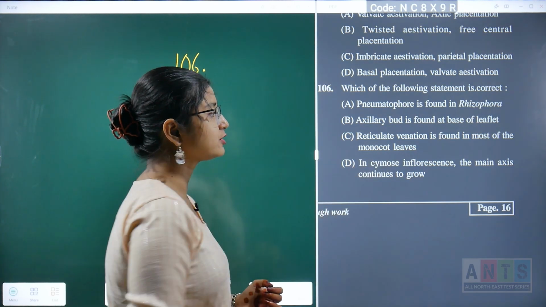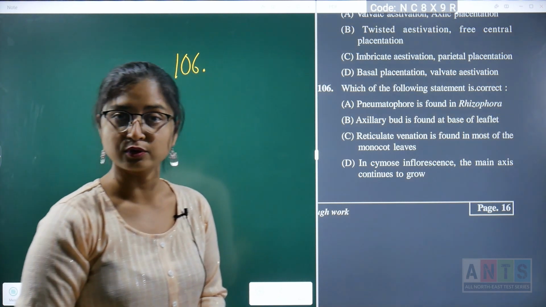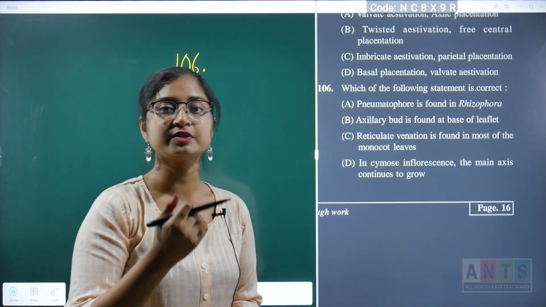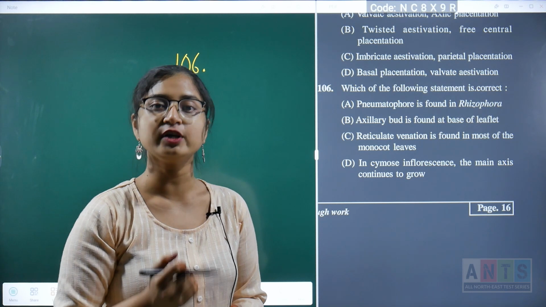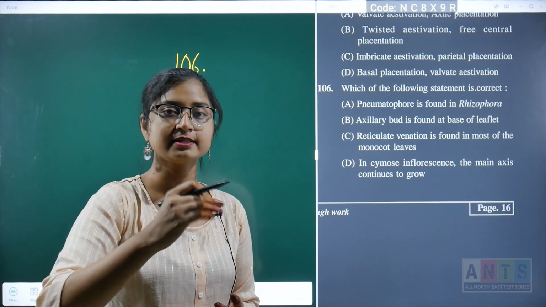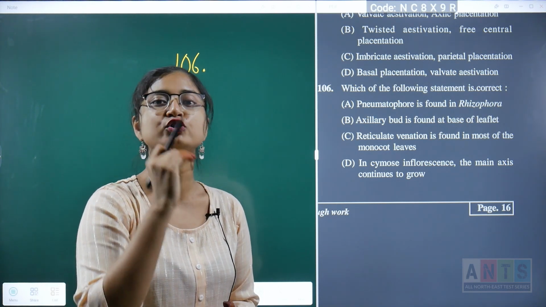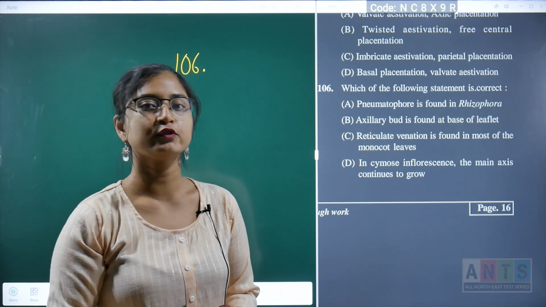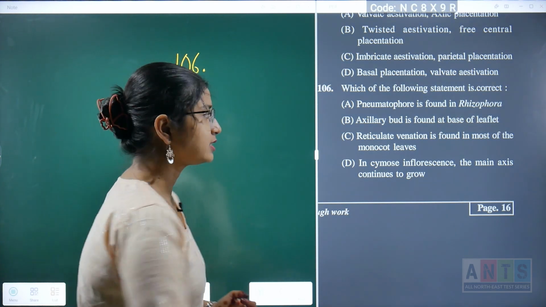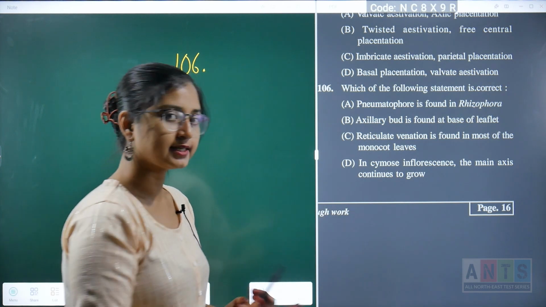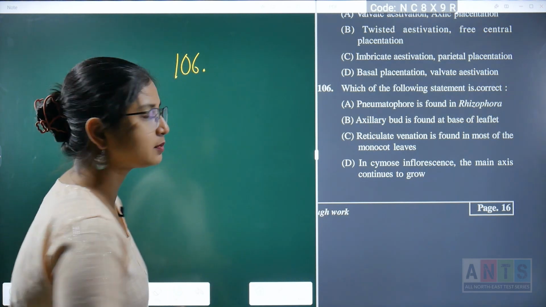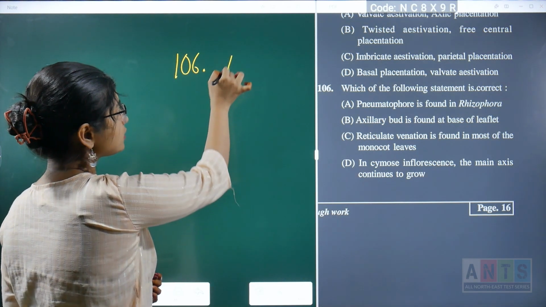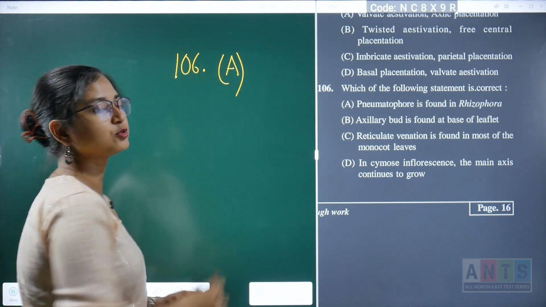In cymose inflorescence, the main axis continues to grow. Cymose inflorescence का जो सबसे characteristic property है वो ये है कि उनका जो main axis है एक point पे जाके उसका growth terminate हो जाता है because of the formation of a flower. So it seems out of all of them जो correct statement है वो सबसे पहला वाला हमारा statement है. So question number 106, the correct answer is option A.